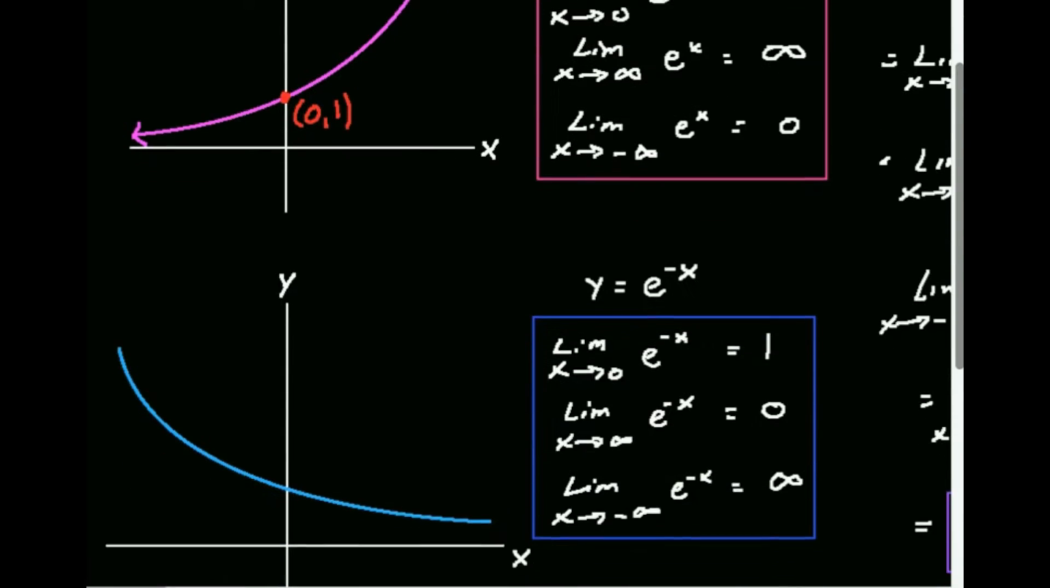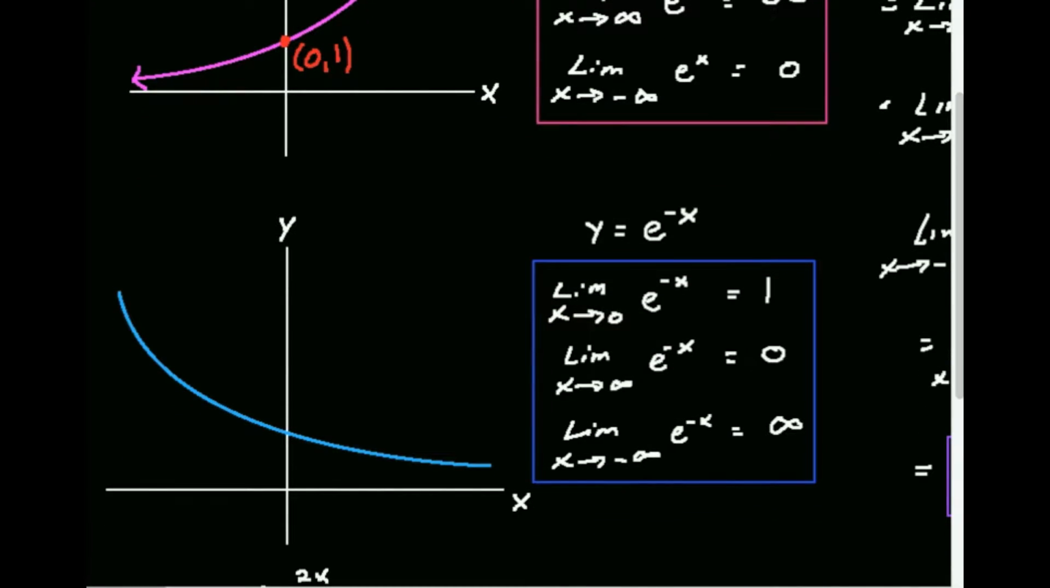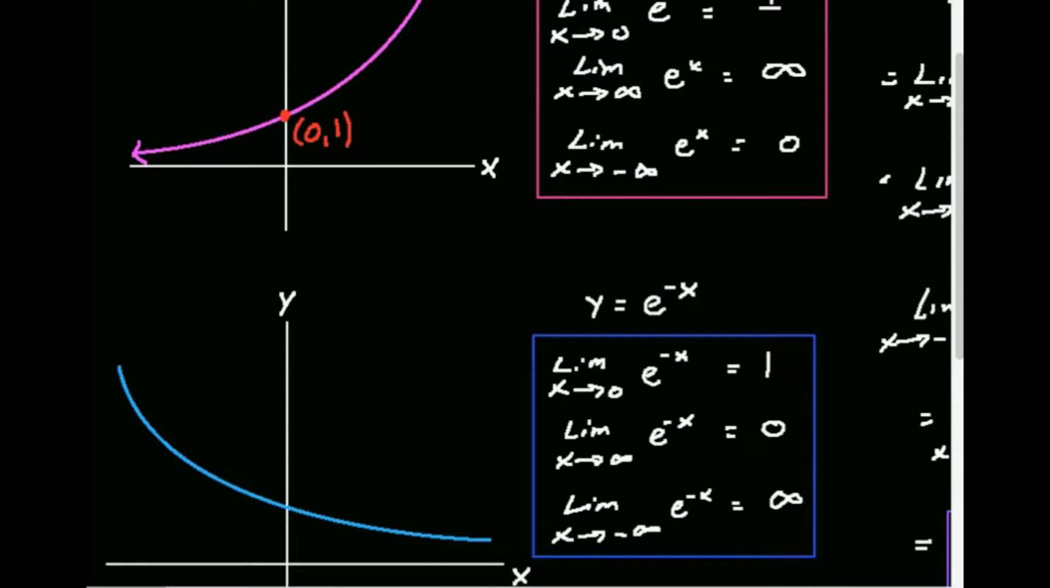Now, another kind of function that crops up a lot is e to the negative x. How do you deal with that? Well, essentially all we're doing here is flipping e to the x across the y-axis, because it's e to the minus x. If we take e to the minus x and plug in 0 for x, so the limit as x goes to 0, it's also equal to 1.